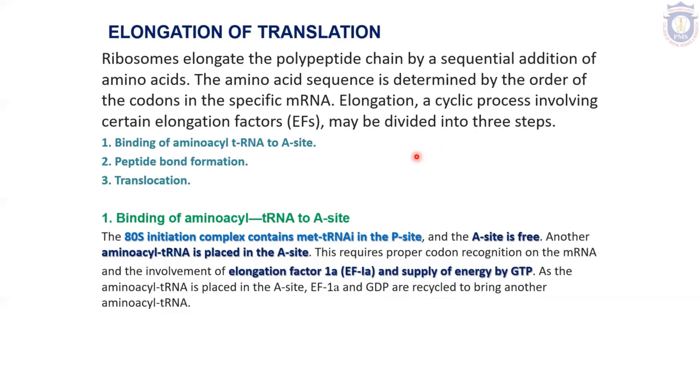Elongation of translation. Ribosomes elongate the polypeptide chain by sequential addition of amino acids. The amino acid sequence is determined by the order of the codons in the specific mRNA. Elongation, a cyclic process involving certain elongation factors, may be divided into 3 steps: binding of aminoacyl-tRNA to A site, peptide bond formation, and the third one, translocation.